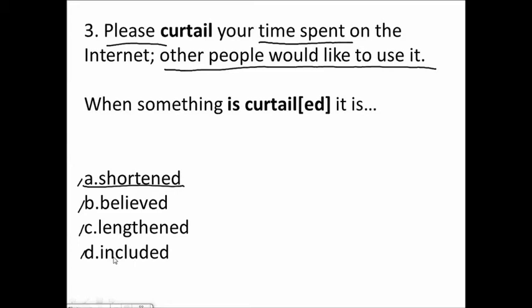So, what choices have you eliminated? If you eliminated C, you are correct. If you eliminated D, you're also correct. So you're left with A and B, shortened or believed. If you selected A, you selected the right answer. Great job.